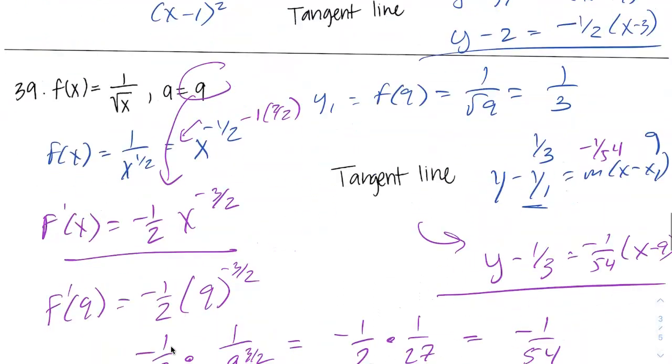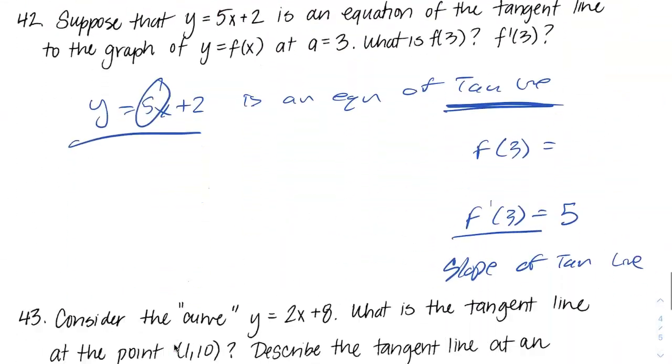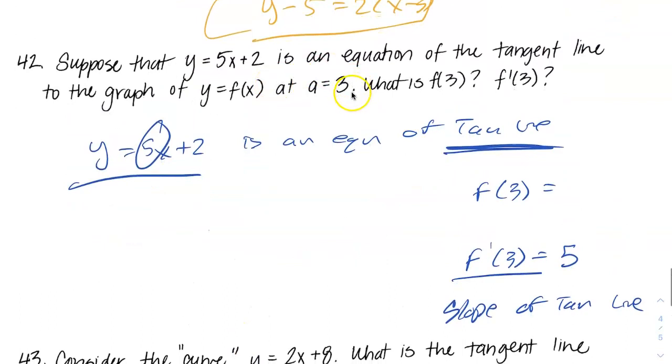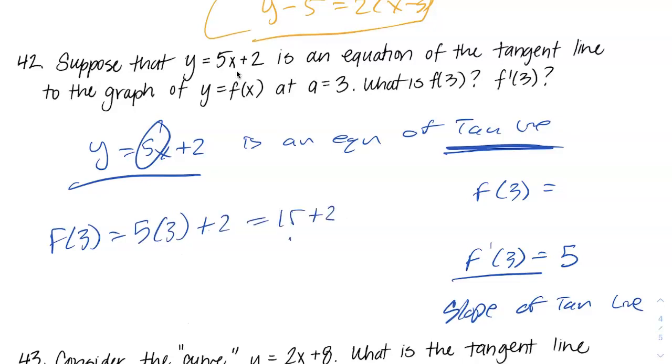So if we go back to our problem here, I know what the x is, I want to figure out the y, you just plug it into the tan line equation. So my f of 3 is just going to be 5 times 3 plus 2. So 15 plus 2, 17. That is it. Right, so if you want to find the y, plug the x into the equation. If you want to find the slope, it's the slope of the tan line.